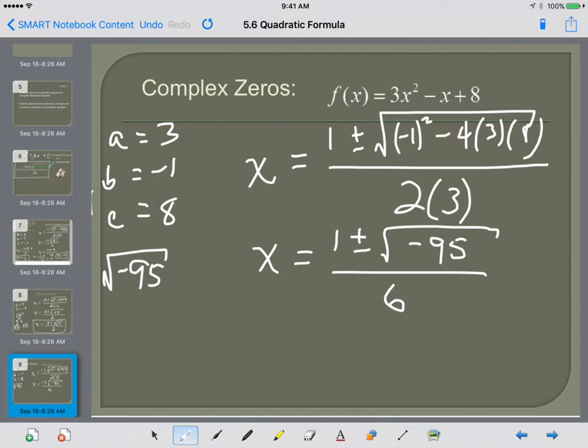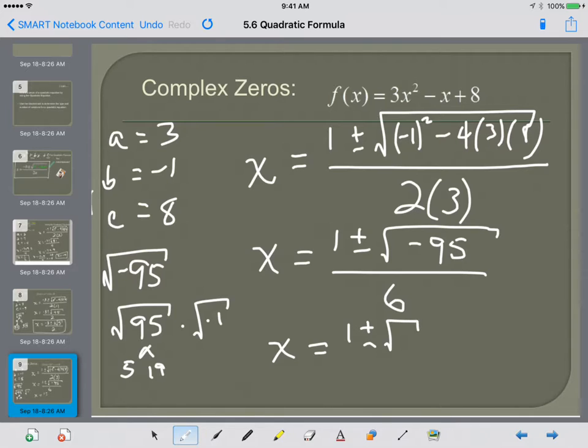We need to simplify that. So we get the square root of 95 times the square root of negative 1. We've practiced this before. We're going to try to simplify 95. If I try to do that, I get 5 and 19. I can't reduce those numbers. I can't pull anything out. So we are going to leave our answer like this: 1 plus or minus the square root of 95 i, all over 6.